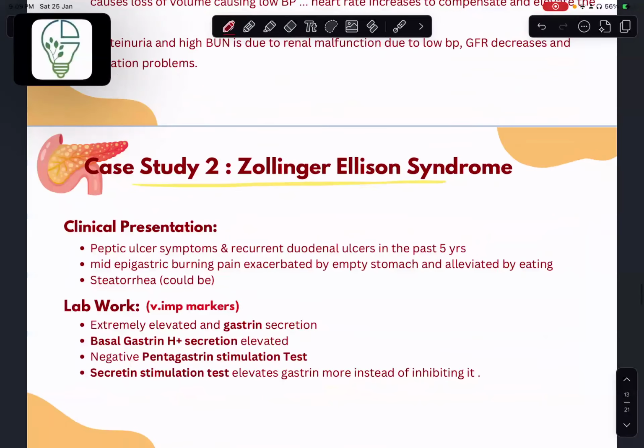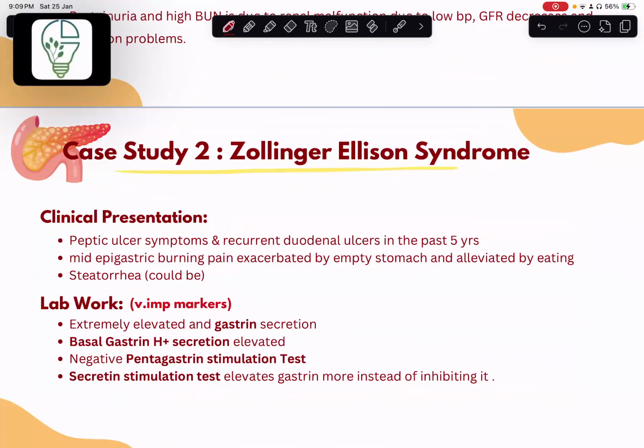Going next, case study number 2, we have the Zollinger-Ellison syndrome. To give you a brief description of what this is, Zollinger-Ellison syndrome is basically when you have a tumor, specifically a gastrinoma in the stomach, either single or multiple, and those gastrinomas are producing too much gastrin hormone.